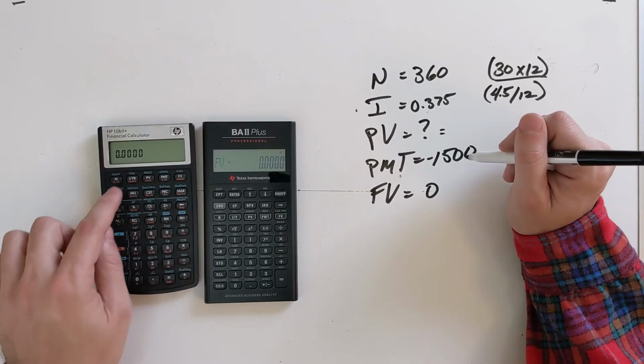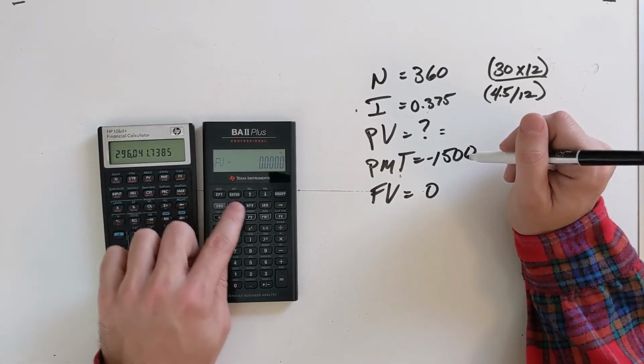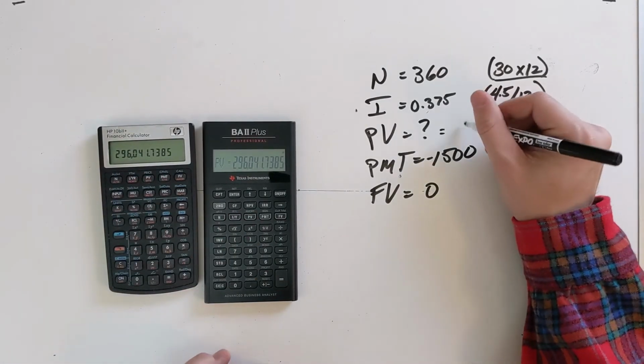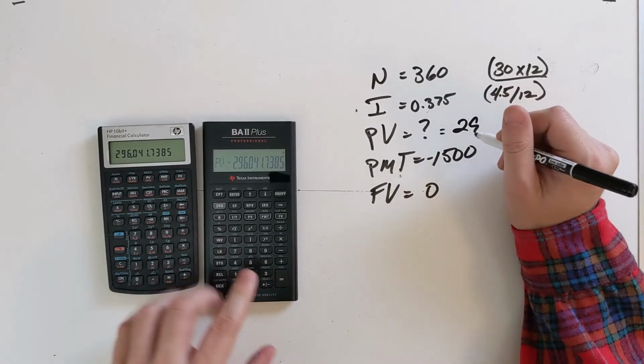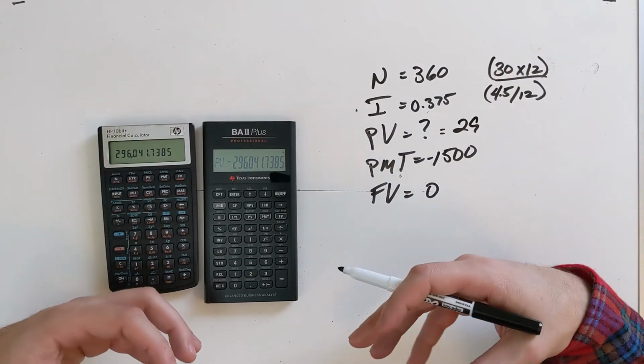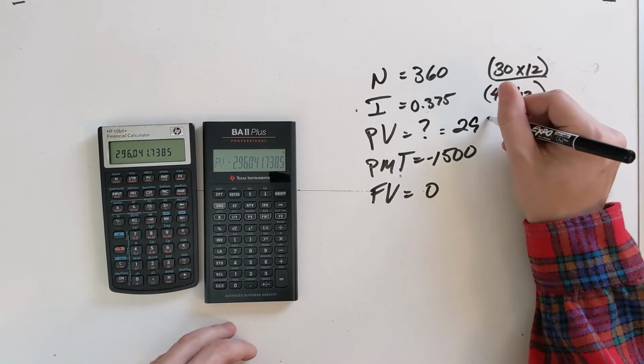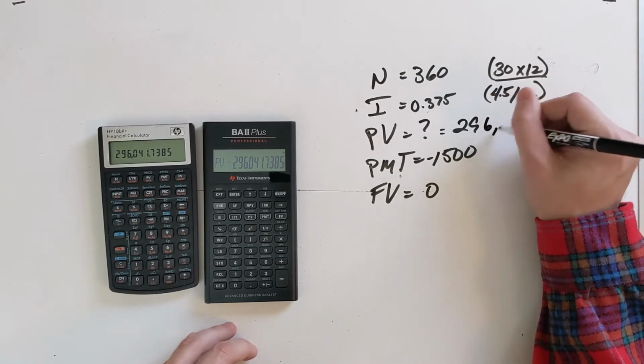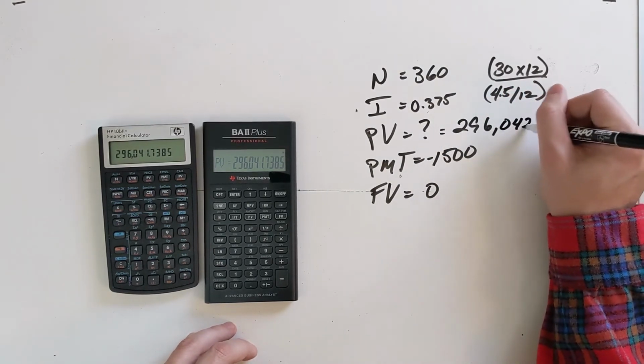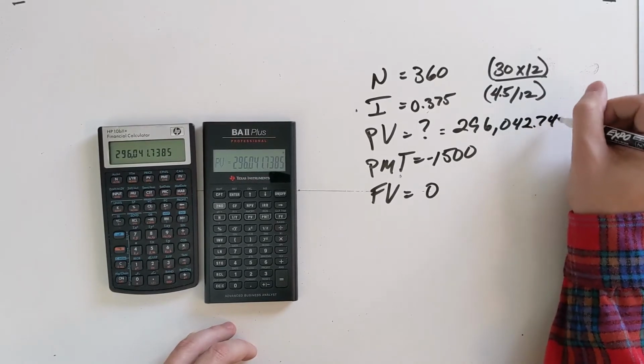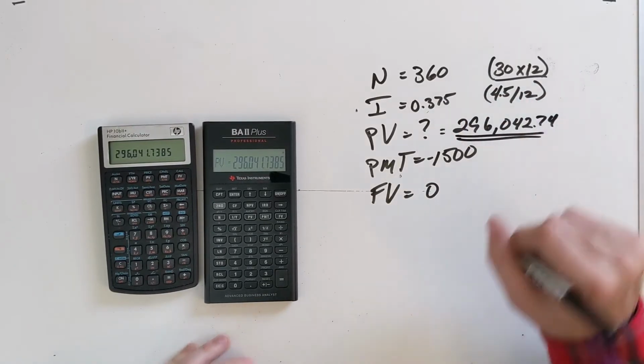And then, what's the present value? Compute PV. You can see we would be able to borrow, and it's a positive number because we would receive this cash and then we'd pay for the house. $296,042.74. And that's how much house we could buy, right?